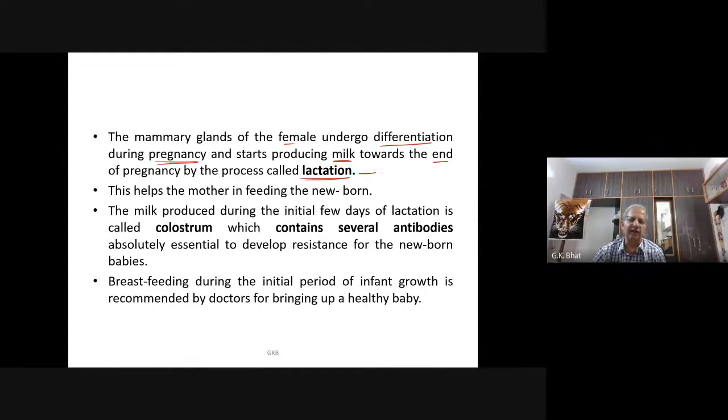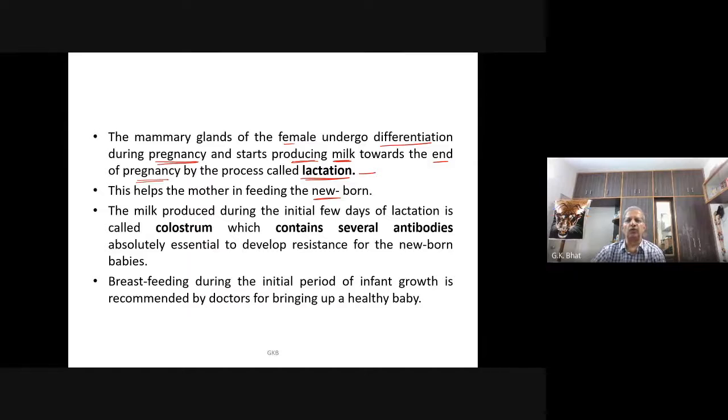Lactation means milk yielding, milk releasing time. The period after the birth of the baby, with reference to a woman, is called the lactation period. Lactation period is the period of feeding of the baby by the milk produced by the mother. This helps the mother in feeding the newborn. Lactation means release of milk. So the mammary glands start producing the milk towards the end of the pregnancy by the process called lactation.